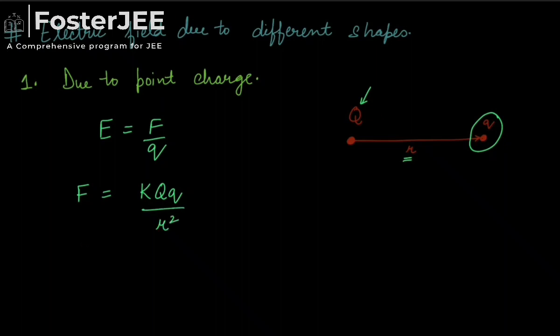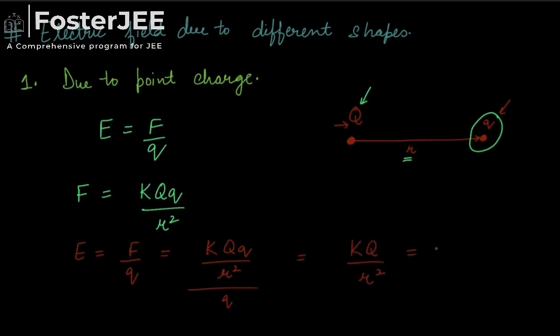Since electric field due to this capital Q is the force acting on this charge upon q, that is this charge, our electric field becomes KQq upon r square upon q, which is KQ by r square, which is also written as 1 upon 4 pi epsilon naught Q upon r square. Since we know the value of K is 1 upon 4 pi epsilon naught.